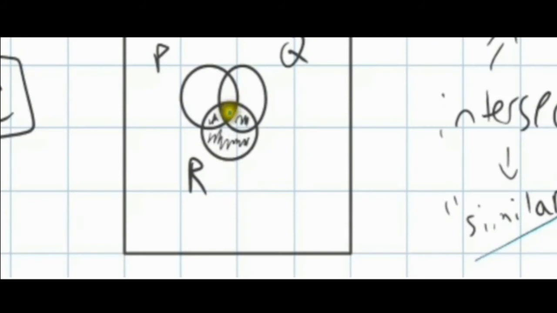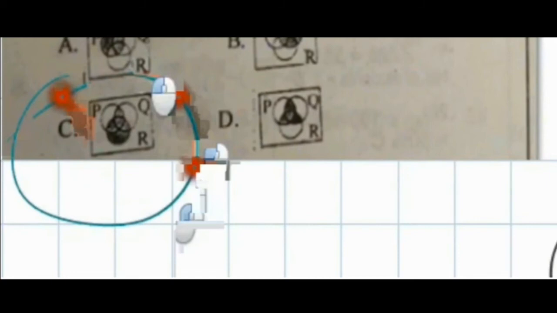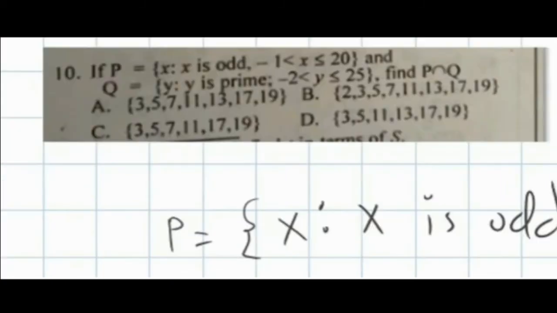So P and Q intersect here. And you also want to include what R has. And you can include everything of R. So that's why this circle is covered. The R circle is completely covered, because you're including everything of R and only where P and Q intersect, which is there. So that means that your option is C.